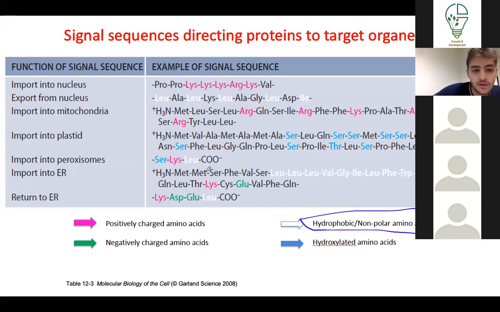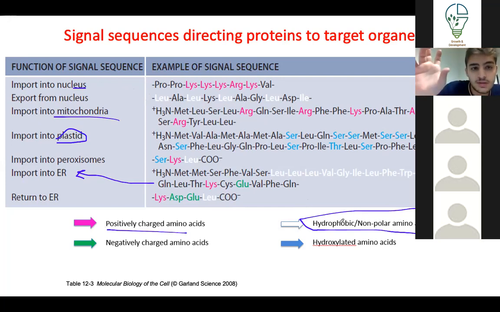Hydrophobic signal sequences are usually involved in the transport to the endoplasmic reticulum. So when the sequence is hydrophobic, it gets transported into the endoplasmic reticulum. When there are a lot of positively charged residues, it can go either to the mitochondria or the nucleus, and so on and so forth. Of course, plastid is the chloroplast, which is found in plants, so I don't want you to know this. The main thing is that hydrophobic signal sequences, or sequences of amino acids, usually get into the endoplasmic reticulum.